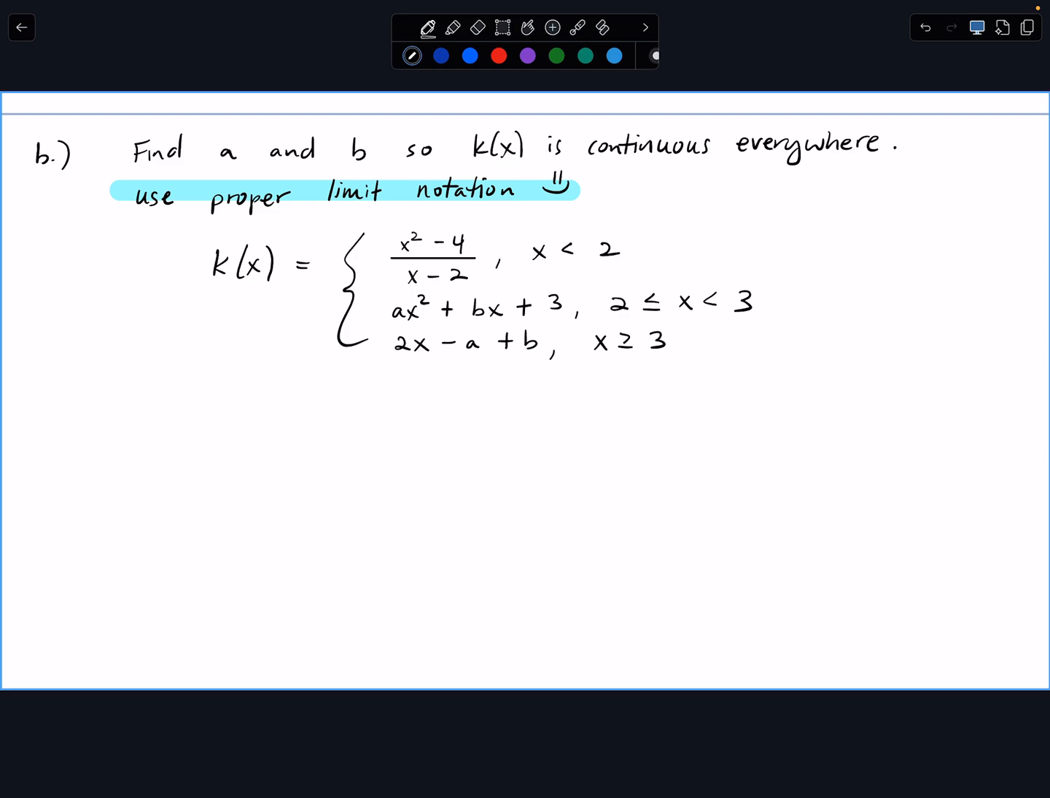Now, the reason why I highlight that in blue is because this one's a lot harder. This could possibly be like an FRQ type question. Or maybe like extra credit on your first test or something.